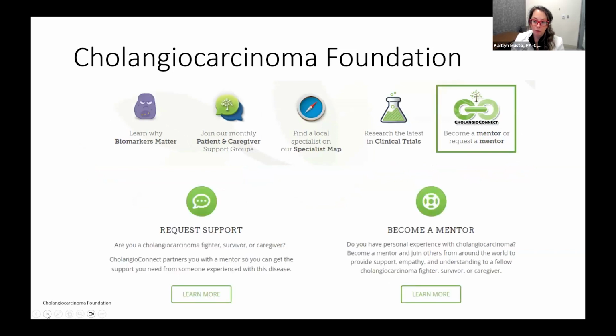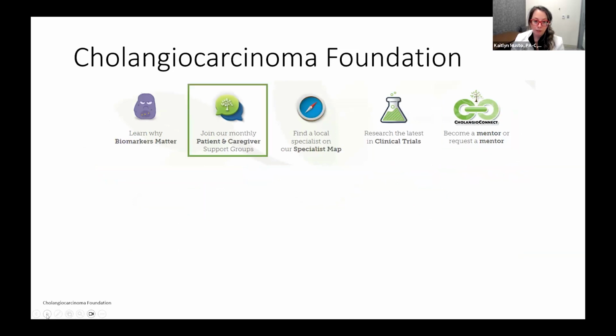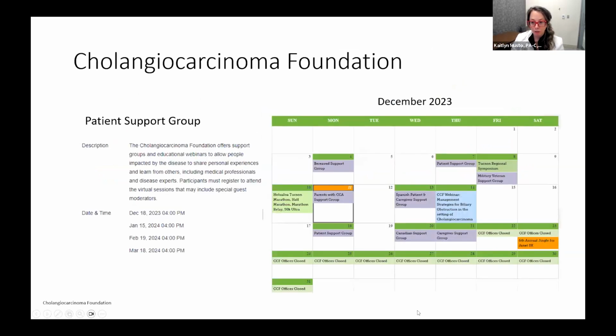One of the things I wanted to bring attention to specifically was the Cholangio Connect, where you can become a mentor or request a mentor. If you need support or you want to give support, this is a really great resource for you guys. Another is the patient and caregiver support group, which I know Lord's talked about earlier when we signed on. And this is just an example of all the resources that the Cholangiocarcinoma Foundation offers for you guys.